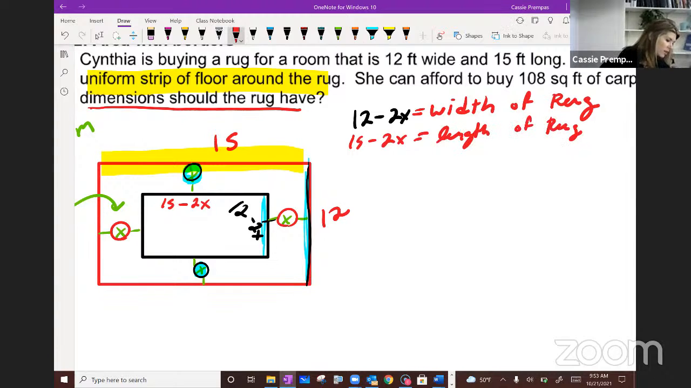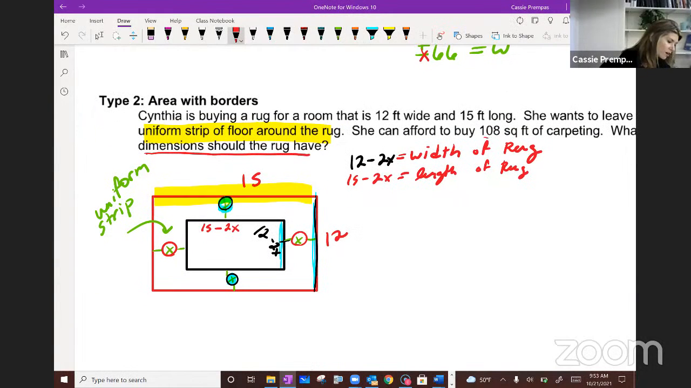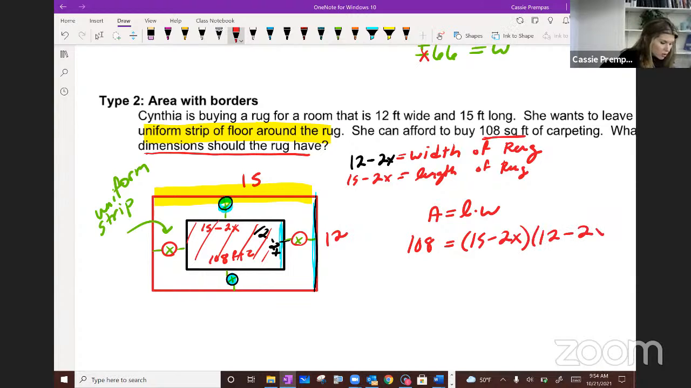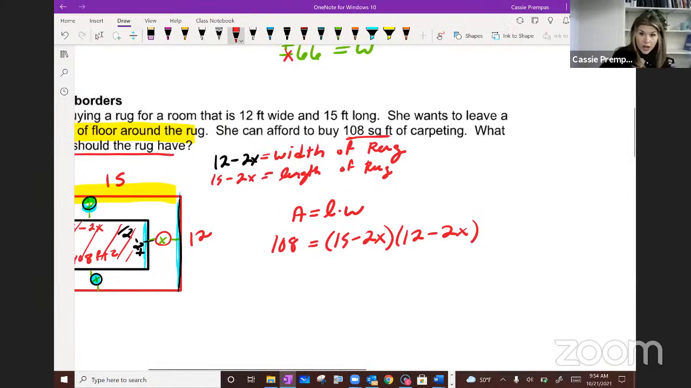Now, what else did they give me? They gave me the area of the carpeting, 108 square feet. So I know all of this piece is equal to 108 square feet. I know how to find area. Area is equal to length times width. So 108 square feet of the rug can be found by taking the length, 15 minus 2x, multiplied by the width, 12 minus 2x. Now this will become a quadratic because when we multiply it out, we'll get an x squared. So we have to talk about how we should solve this quadratic.